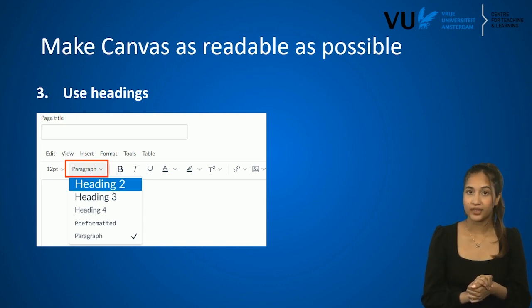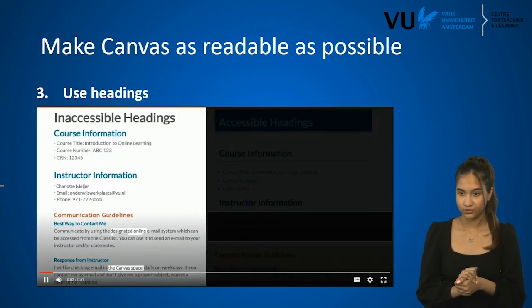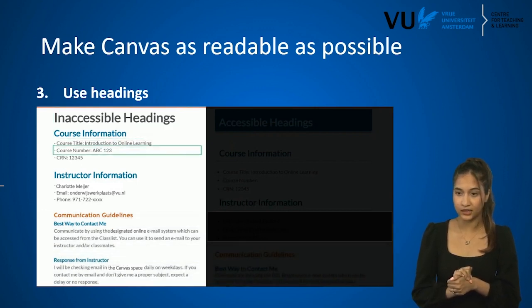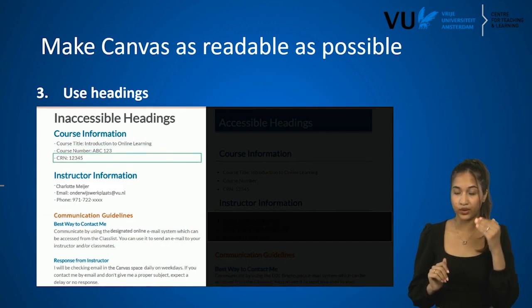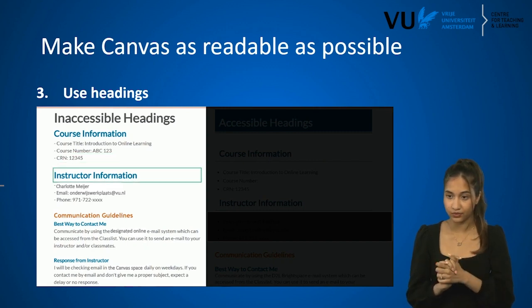Now we will look at an example of how a screen reader would go over headings made the proper way versus when text is just made bold or bigger font size. So as you can see, with the inaccessible headings, the person with the screen reader has to go through every single text on the page, and it cannot skip the headings to the next heading.